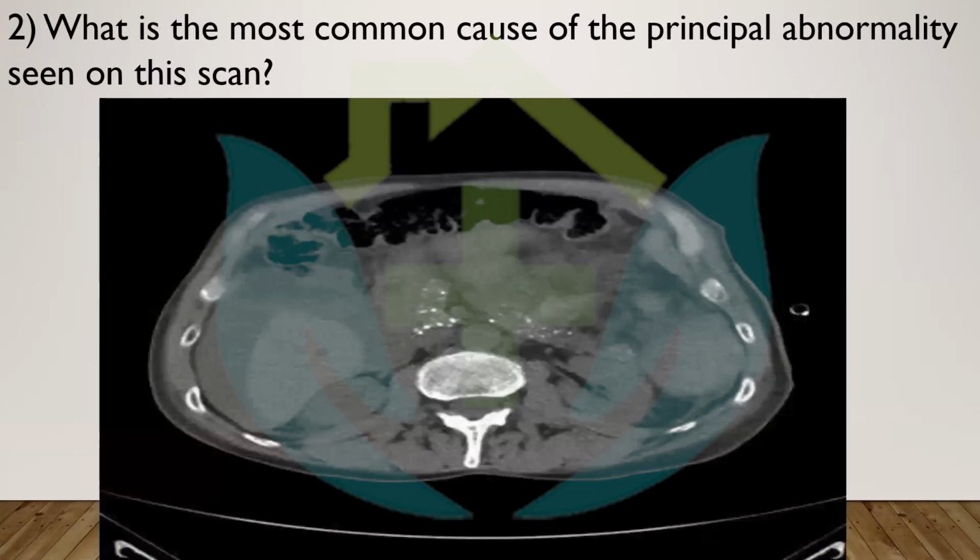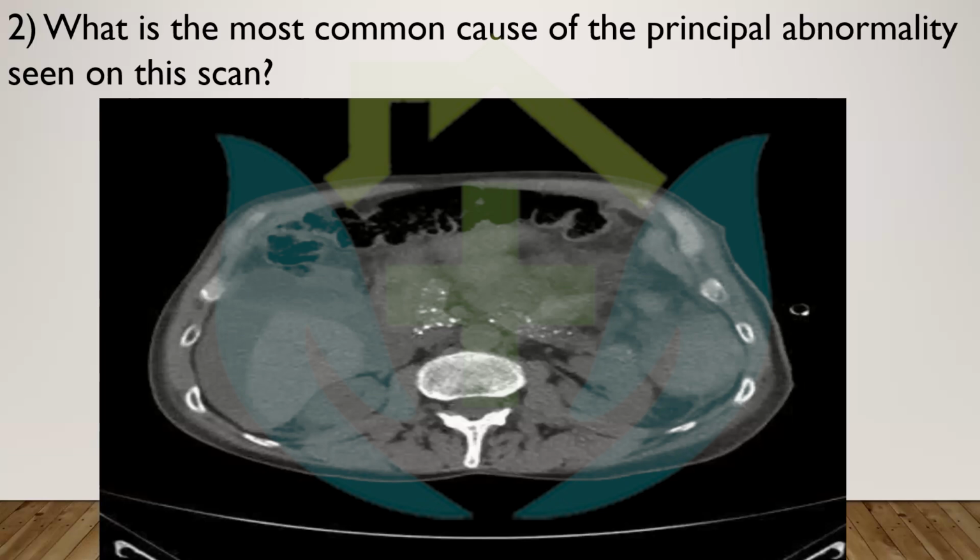What is the most common cause of the principal abnormality seen on this scan? There is pancreatitis and calcified pancreas, calcification on the pancreas. What is the cause?